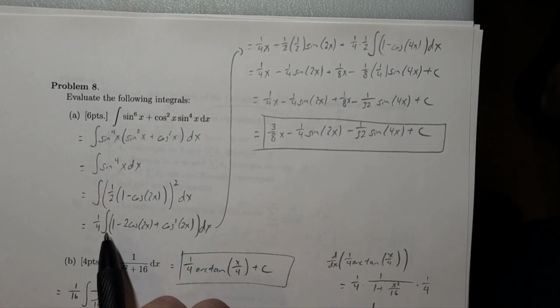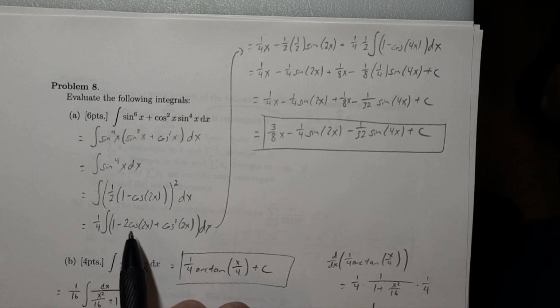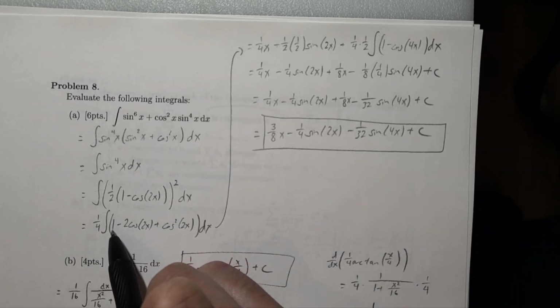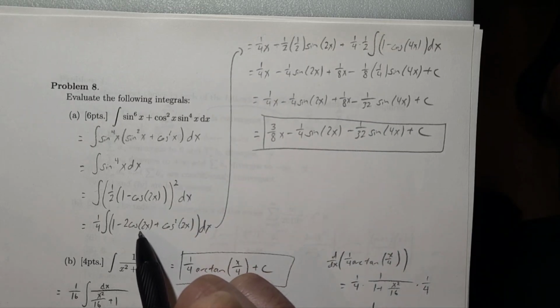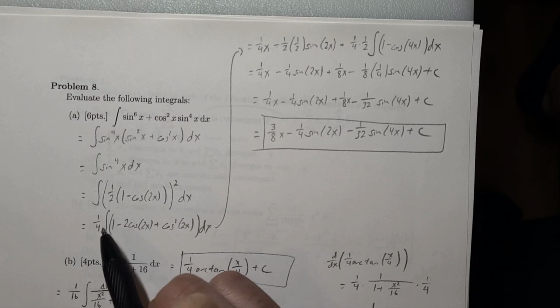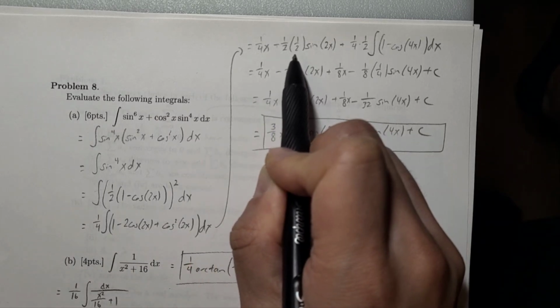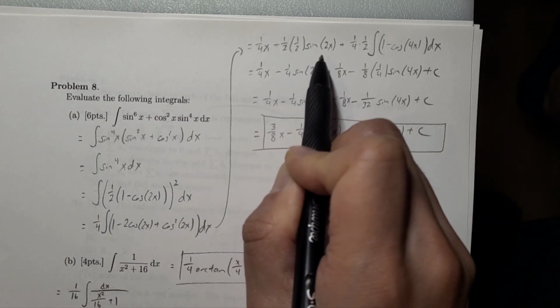Now, what do I do next? I evaluate these two first. Okay. So the integral of 1 is just x, but we have the 1/4 there. The integral of 2 cosine 2x is 2 divided by 2 sine of 2x, and then with a 1/4 there. So that's what I said there.